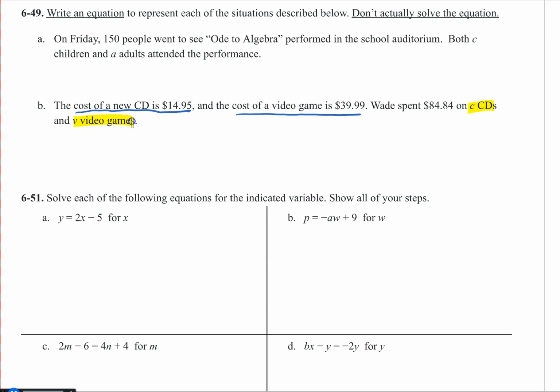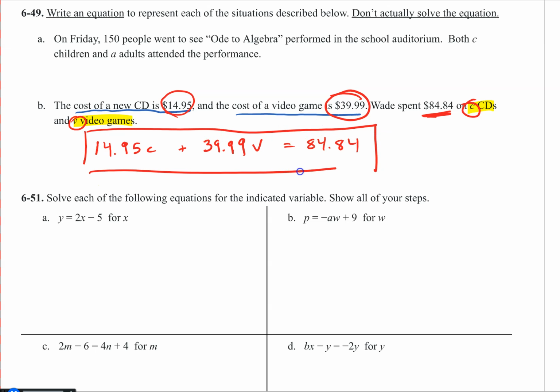We have C CDs and V video games. So what you do is you take the cost of a CD and you multiply it by C, which represents CDs. So $14.95 C. Plus, then you take the cost of a video game and multiply it by V, $39.99 V. So if you take all the CD cost and video game cost and you add them up, it should add to what he spent overall, the total, $84.84. Make sure you do A.